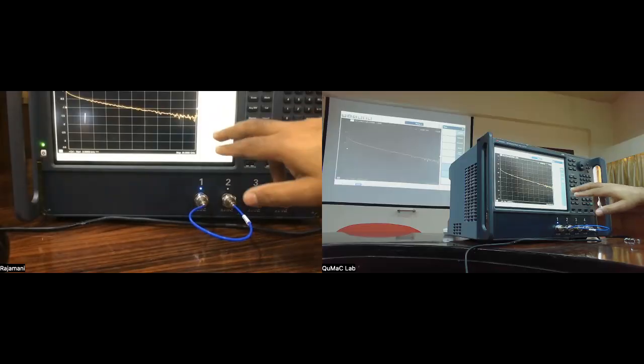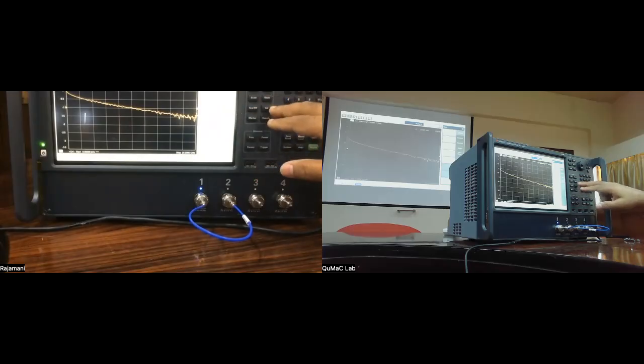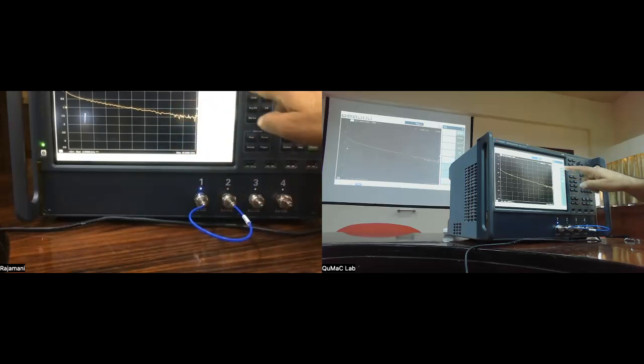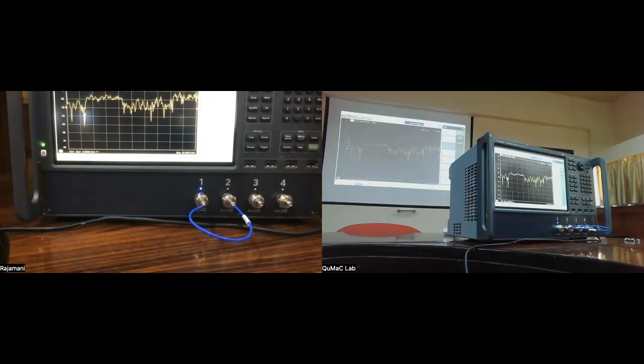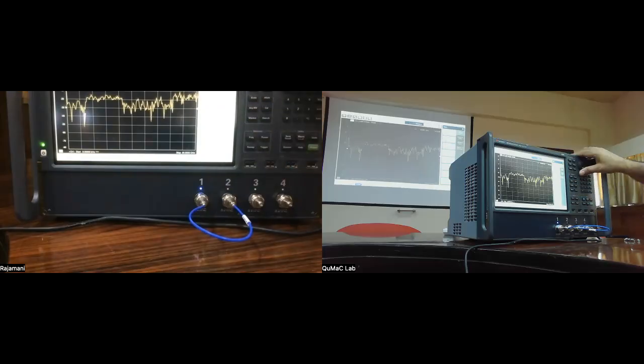Okay. So now let's look at the reflection. So I'm going to get rid of the memory. So I look at reflection from port 1, auto scale. And here you see that, again, at low frequencies, the reflection is close to -30 here. And then there seems to be some frequency range where it suddenly gets worse.